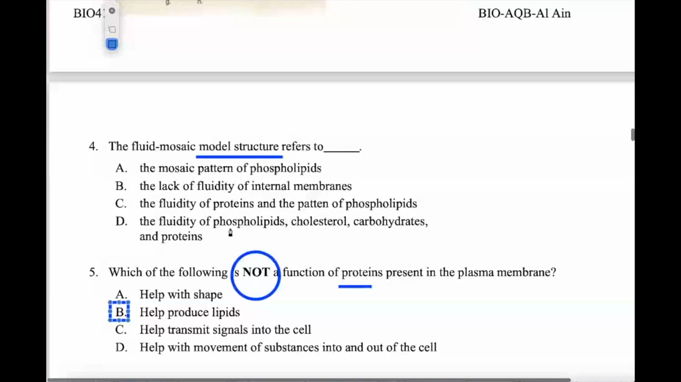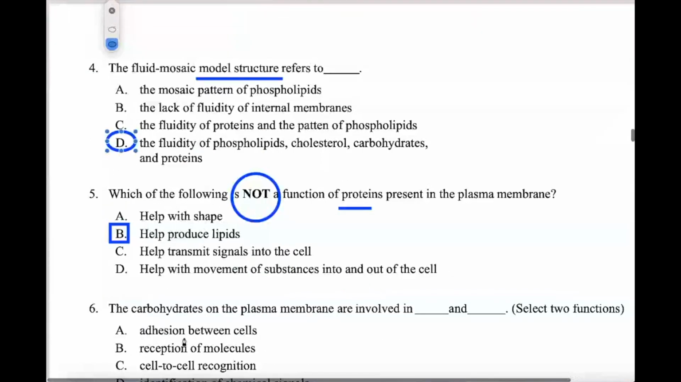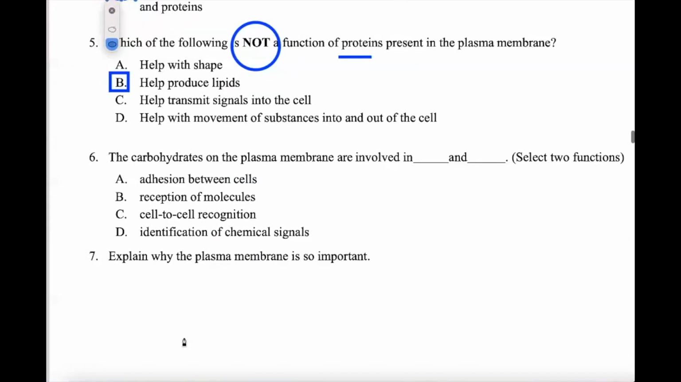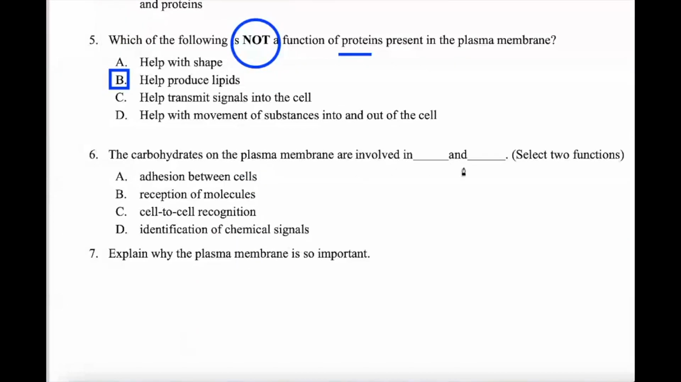Sorry. The fluid mosaic model refers to the fluidity of phospholipids, cholesterol, and the availability of carbohydrates and protein. Yes, phospholipid, cholesterol, carbohydrates, and protein. Very good. The carbohydrates on the plasma membrane are involved in dash and dash. Adhesion between cells. Cell to cell recognition and cell identification. Cell to cell recognition, chemical signals. Yes.